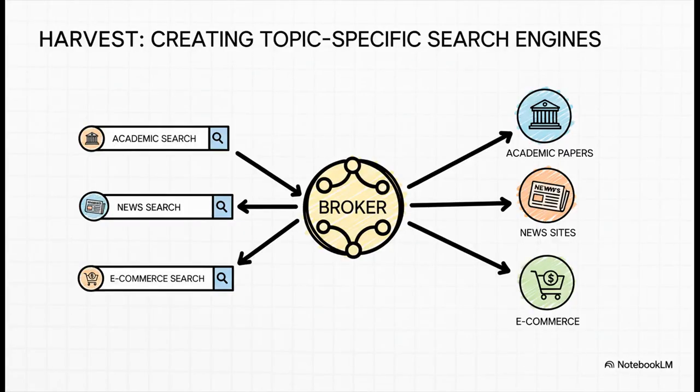And the huge advantage of a model like this? Flexibility. A broker doesn't have to talk to every single gatherer out there. It can pick and choose, maybe only pulling information from gatherers that focus on specific topics. And this makes it way, way easier to build specialized, topic-specific search engines. You could have one just for academic papers, or another one just for news sites.